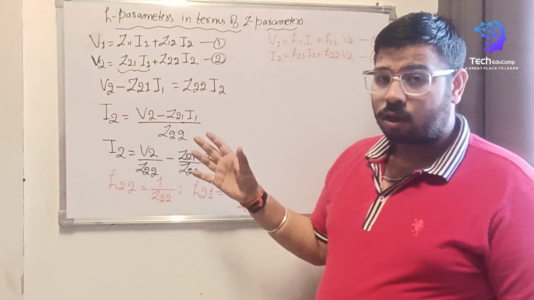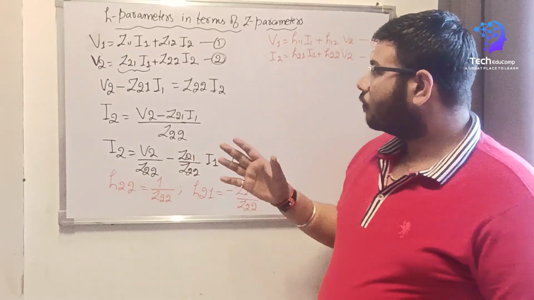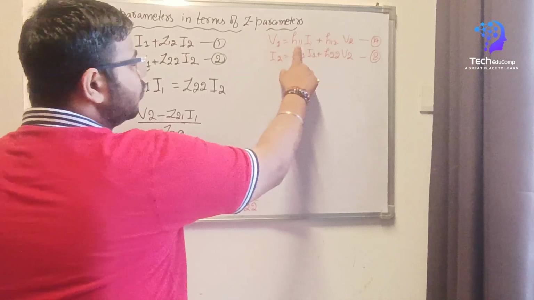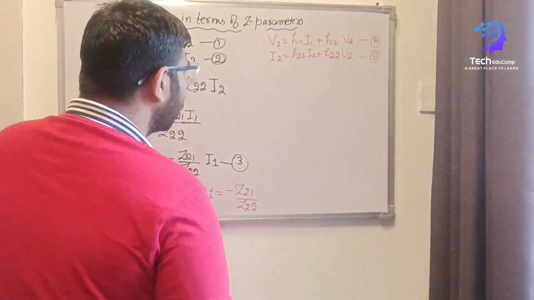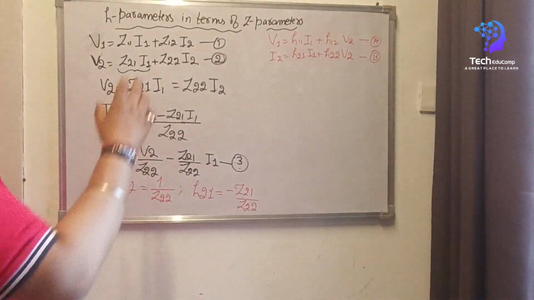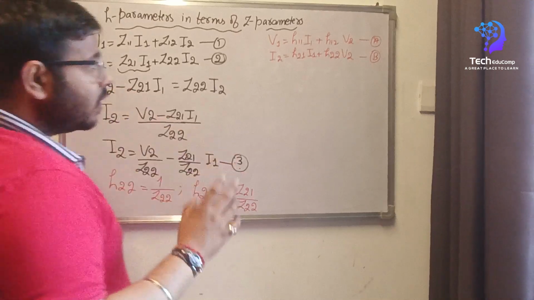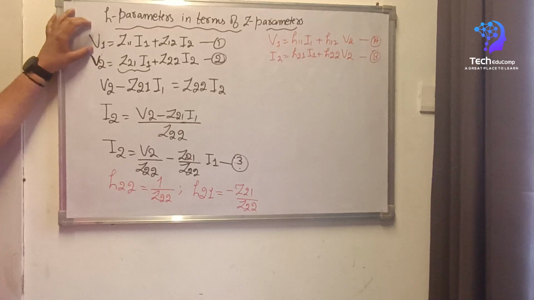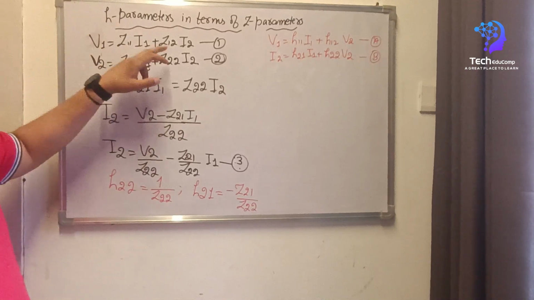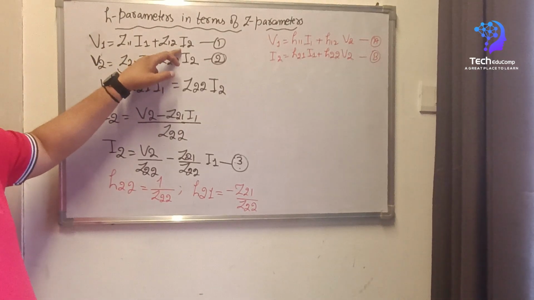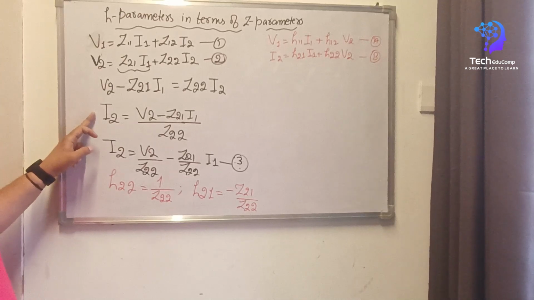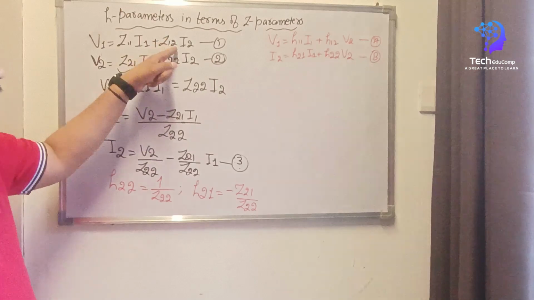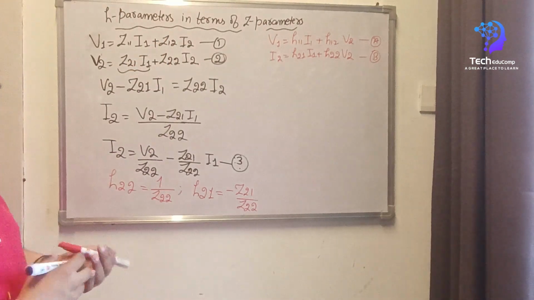Now it's not completely solved yet. We are left with only two parameters, that is H11 and H12. Now we have to find out those values. You can observe that in equation number 1 we have I2 here also, and we have I2 here also. Can we put this I2 value in this? Yes, we can.